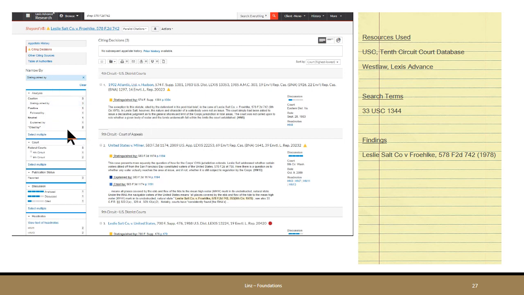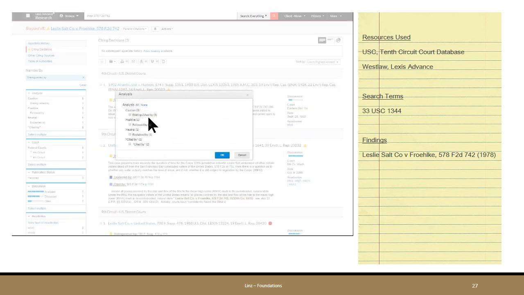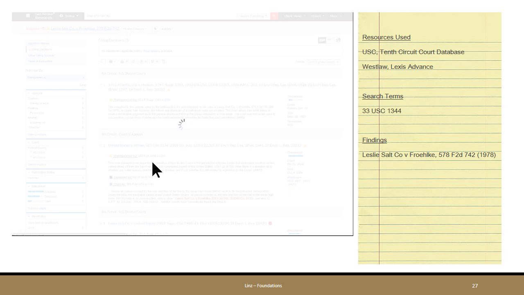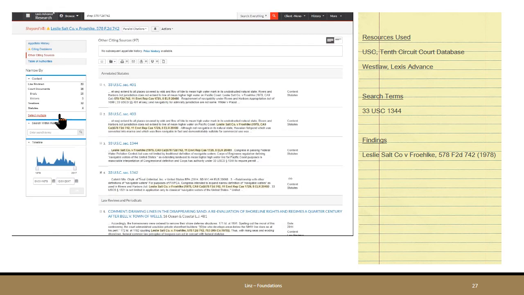So here are the cases, and let's assume we wanted to look at the cautionary analysis cases. We can select multiple of these if we wish. We can select the cited by as well. And then we can expand it to other citing sources. And lo and behold, we find additional court documents and law reviews, and we can even search within the search results. So this is the Lexis way of doing a citator called Shepard's, and both will get you to validate and to expand your case law research.